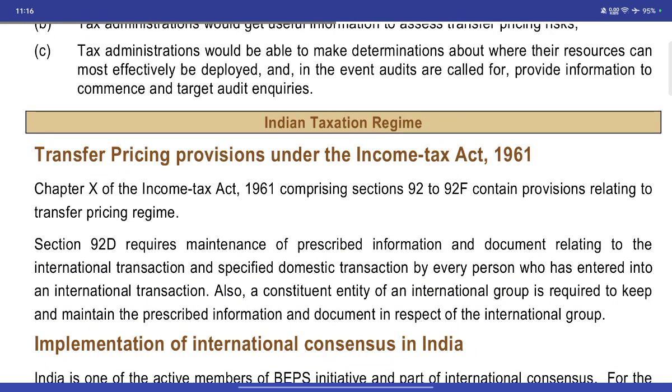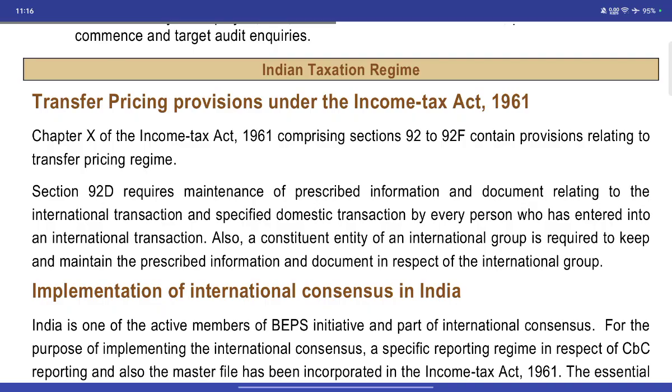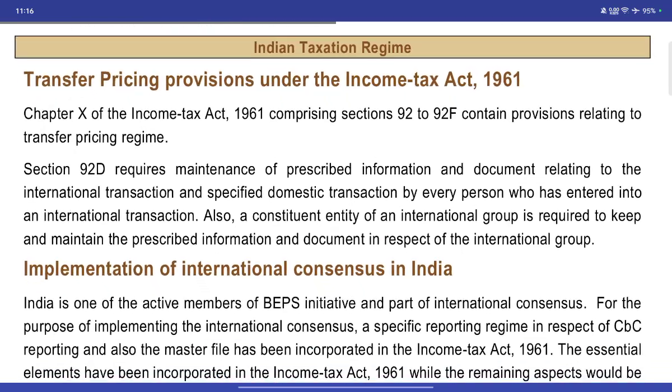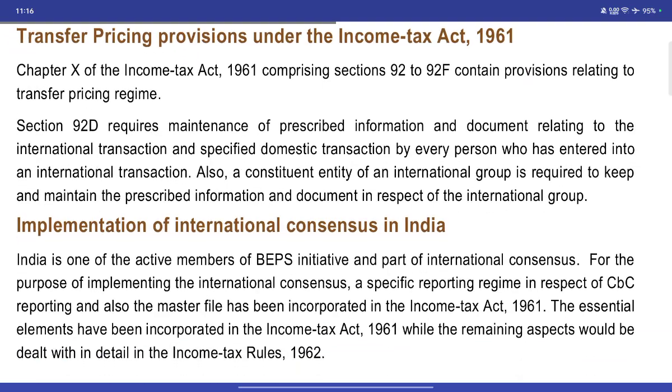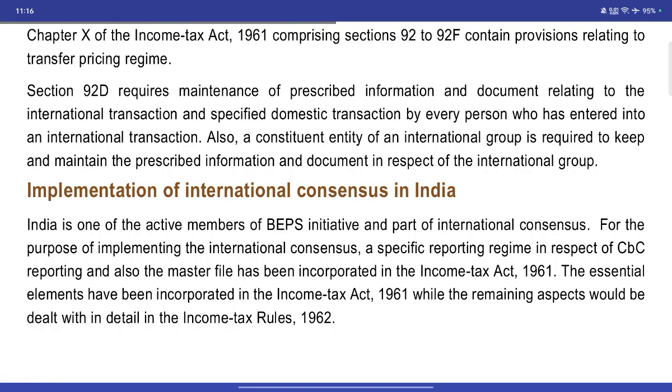The Indian taxation regime. Transfer pricing provisions in the Income Tax Act 1961. Chapter 10 of the Income Tax Act 1961 comprises Sections 92 to 92F, which provide the transfer pricing regime. Section 92D requires maintenance of prescribed information and documents relating to international transactions and specified domestic transactions. In the event that a person enters into an international transaction, and is also a constituent entity of an international group, it is required to keep and maintain specified information and documents in respect of the international group.